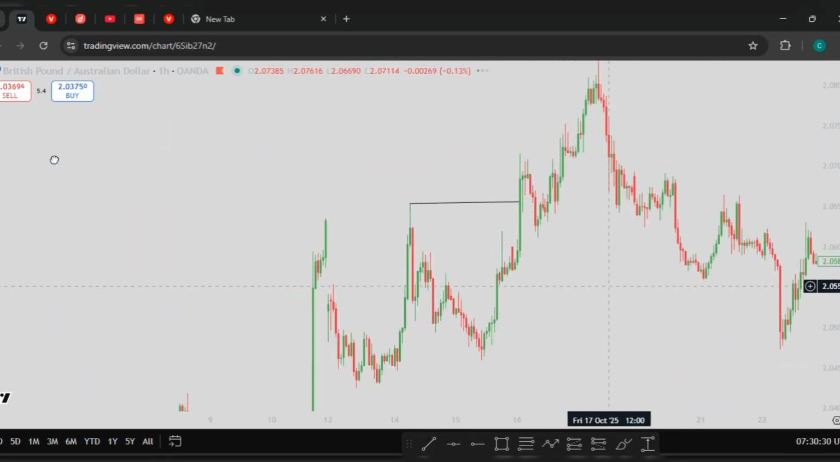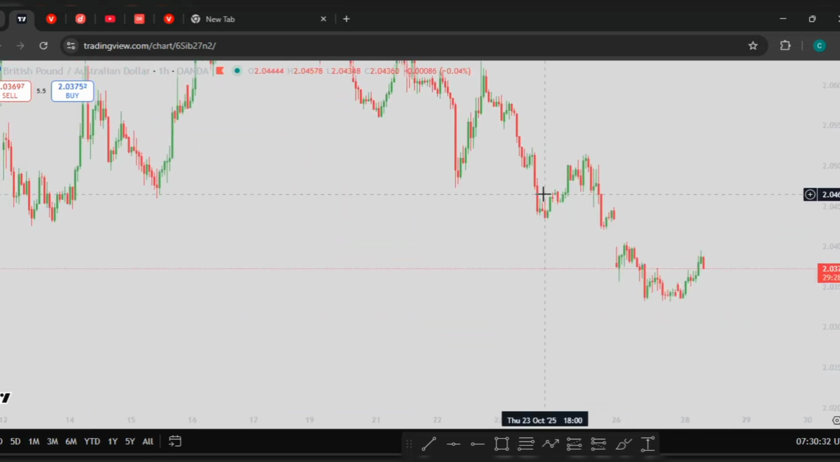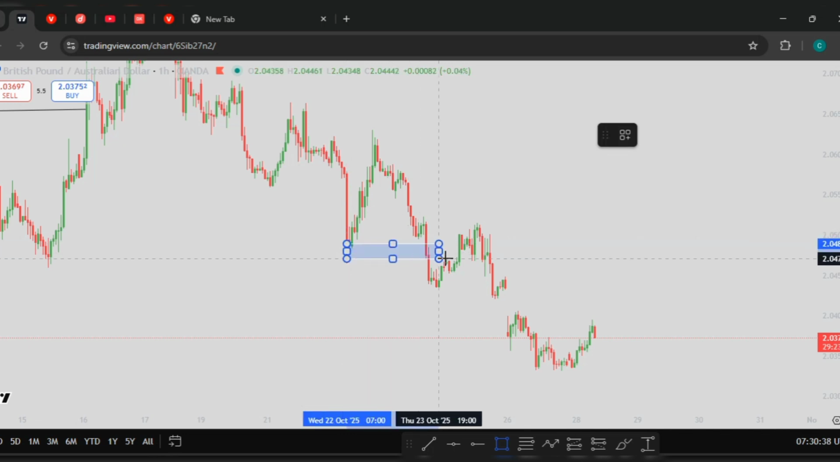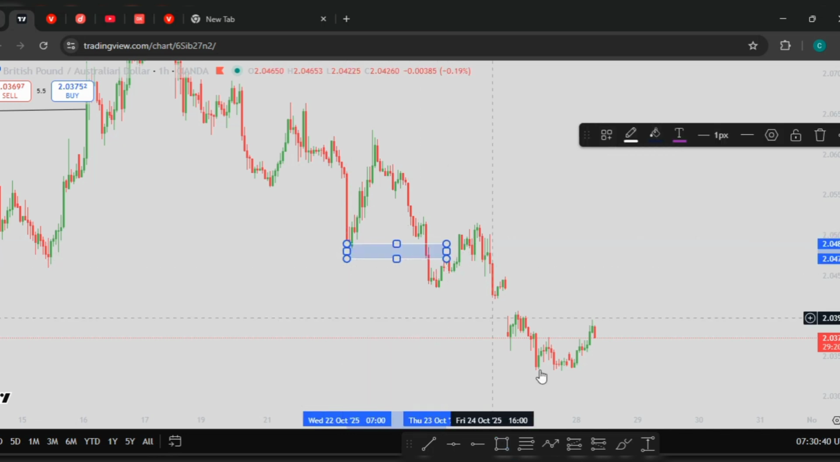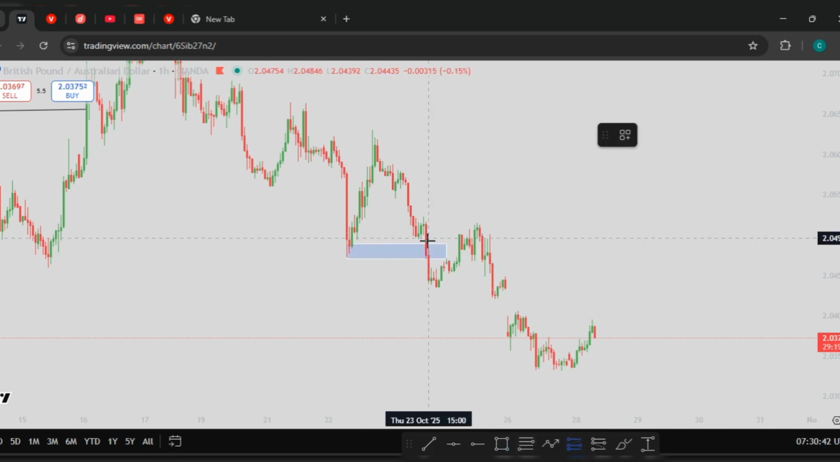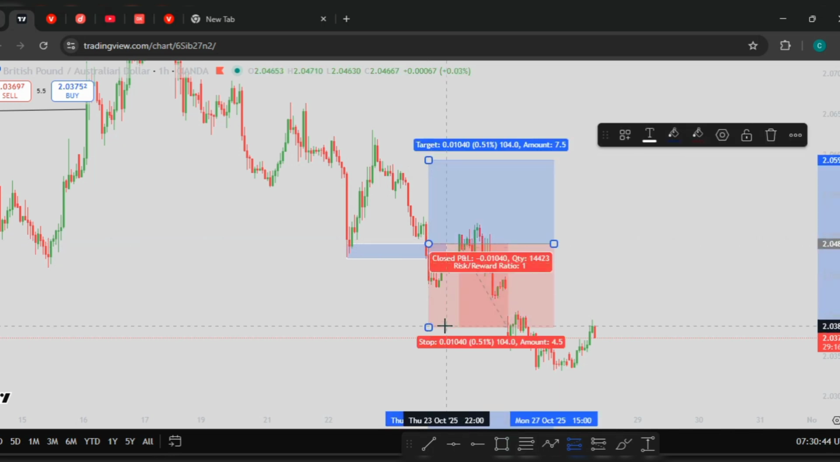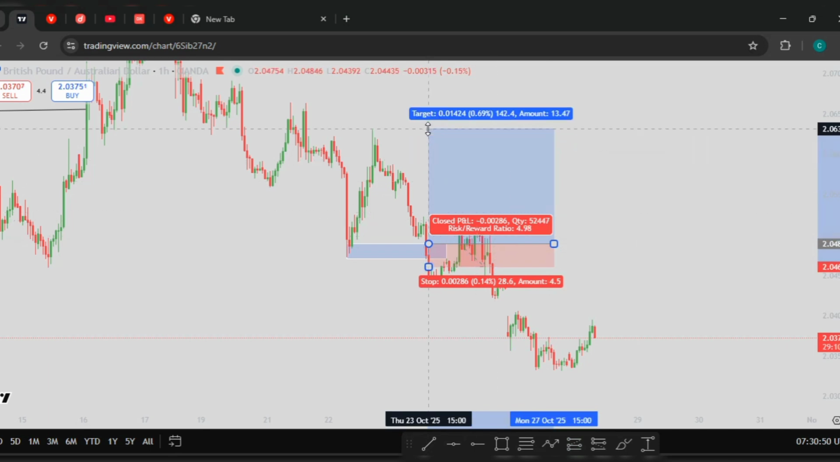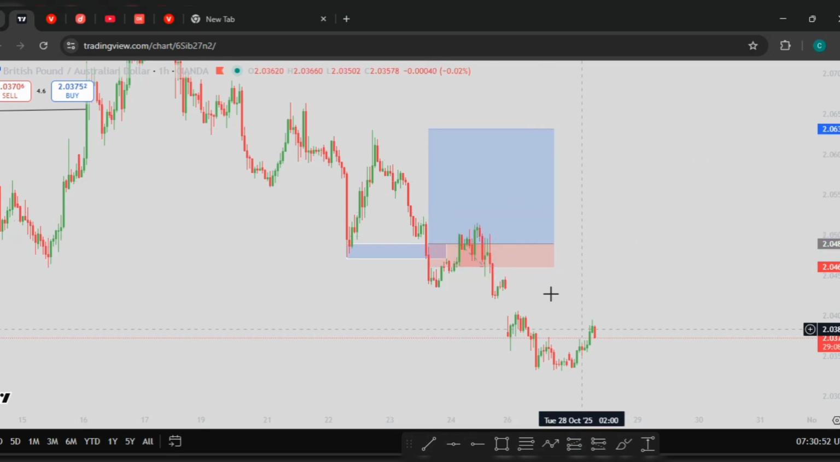Now, let's check another demand zone. If you look here also, we have another demand zone here. Let's say when price was here, I want to buy this market again here. Now you set your order and put your stop loss here. What happened? It takes you out again with a loss.